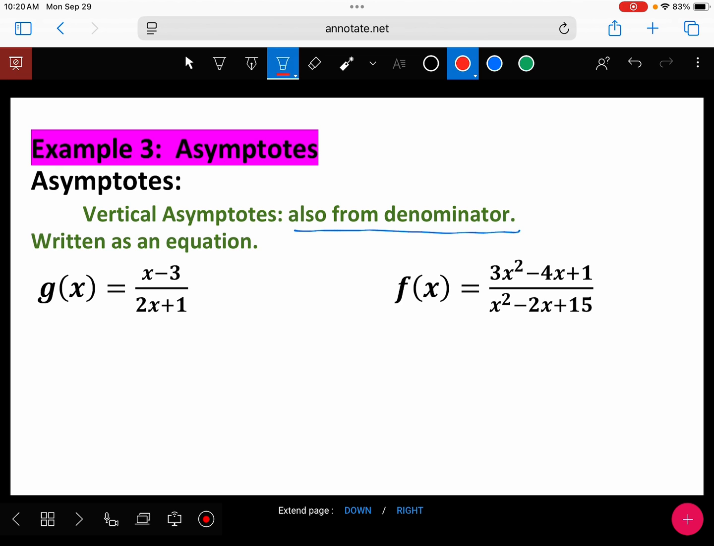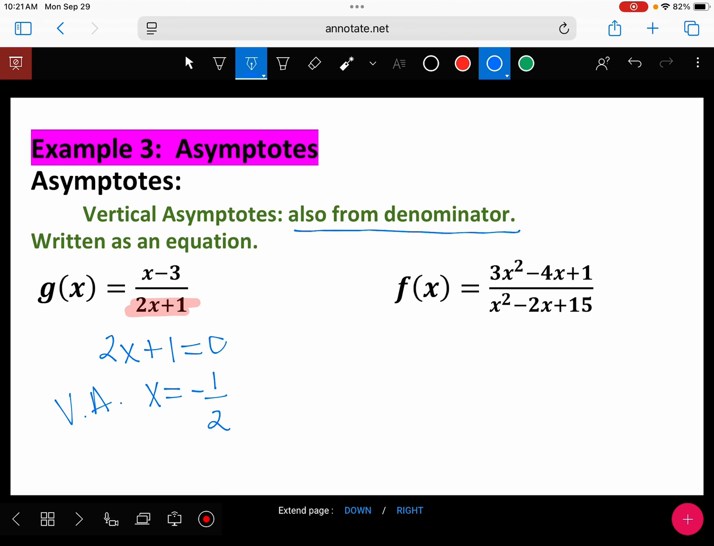So focusing only on my denominator, when I set this equal to 0, subtract the 1 and divide by 2, I get x equals -1/2. That is my vertical asymptote. And what that means is at that point in the graph, it is going to either shoot up to infinity or shoot down to -infinity. Because we are going to graph these later on, that is where we will draw a dashed line to show that the graph cannot cross that.